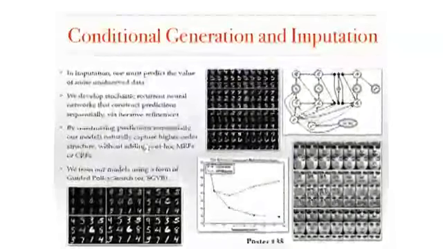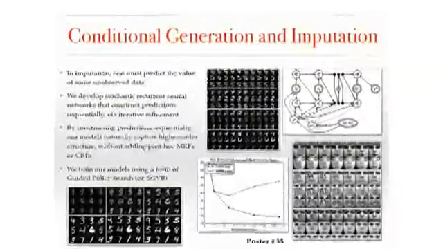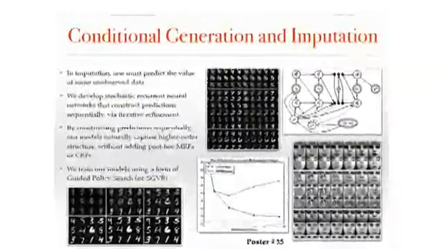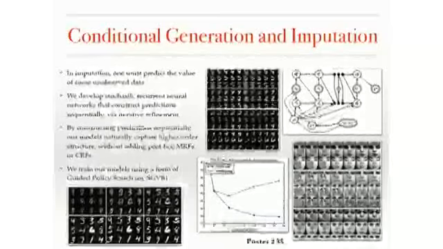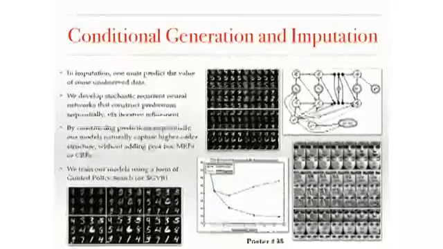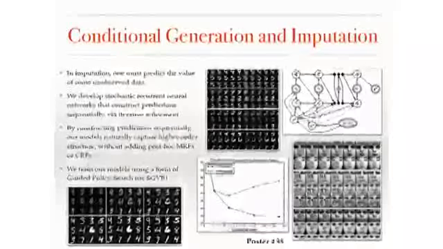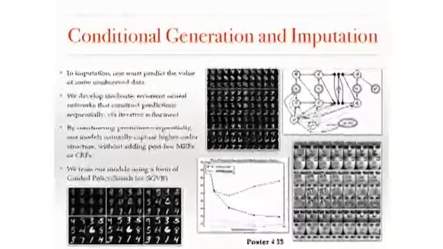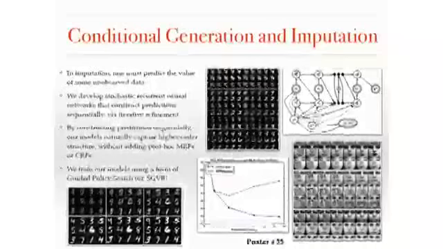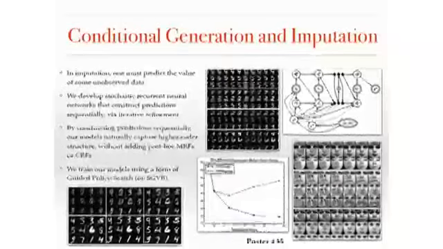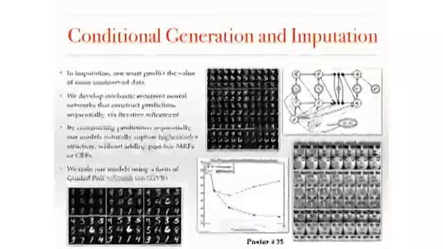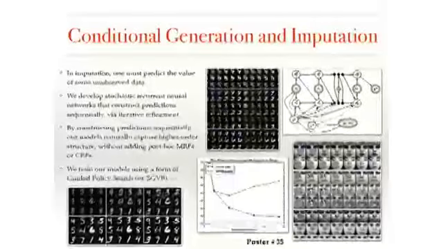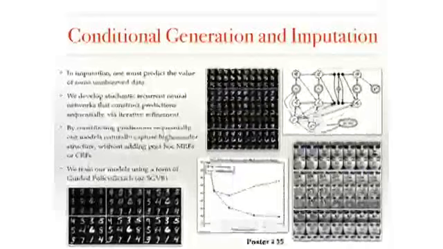By constructing predictions sequentially like this, the models can naturally capture higher order structure without having to add post hoc MRFs or CRFs. So rather than training the model on its own and then sticking an MRF or a CRF on the end and fine-tuning that, we just train the model jointly end-to-end to produce this kind of structure in the output distribution. So we train these models using a form of guided policy search, or equivalently, at least in this particular context, you could also interpret this as stochastic gradient variational Bayes.